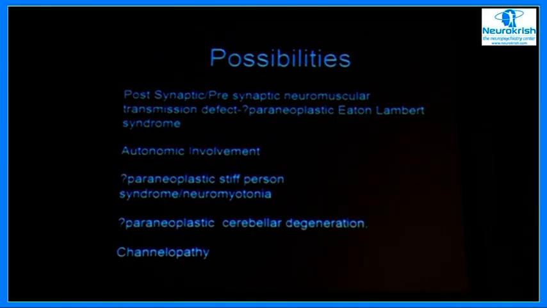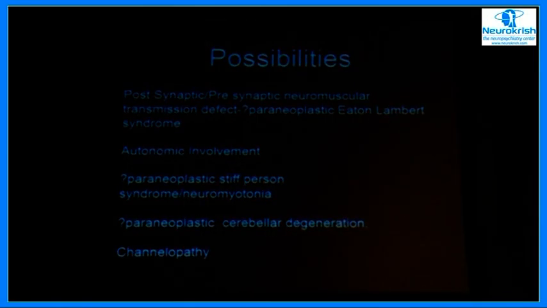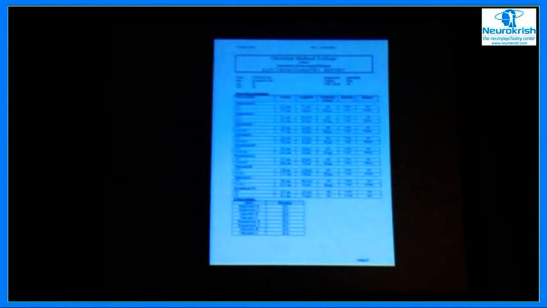So basically, the patient had a postsynaptic and presynaptic neuromuscular transmission defect, autonomic involvement, stiff person syndrome, which from the video was there, and a paraneoplastic cerebellar degeneration and channelopathy. The conduction showed reduced CMAPs from the median.